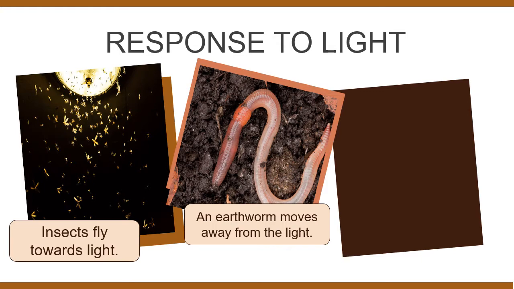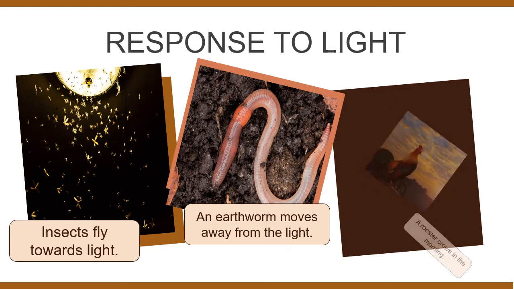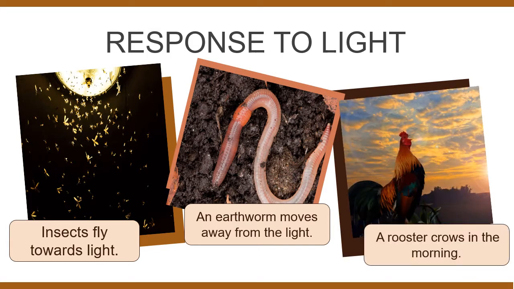Our last example is a rooster. Rooster crows every morning because he has an internal clock that helps him anticipate sunrise. Like all birds, roosters sing or crow in a daily cycle. Roosters can anticipate sunrise to get a head start on their daily hunt for food and defense of territory.